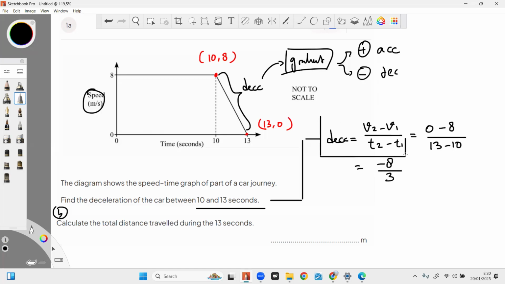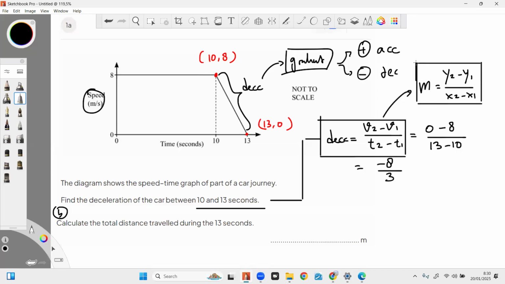Actually, this produces the same formula as the gradient, so let me revise my words. It is still the same: speed over time. Speed is y, time is x, so it is still consistent with the regular formula on gradient. Negative 8 over 3. What is the unit? Meter per second squared.